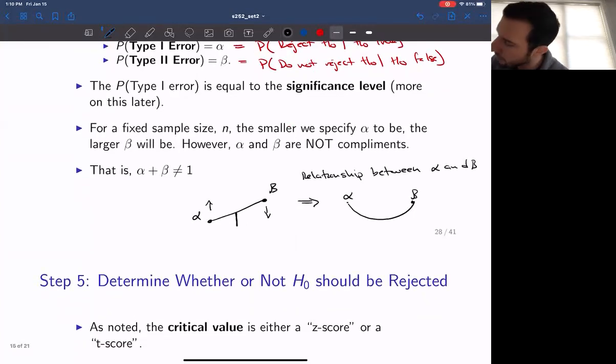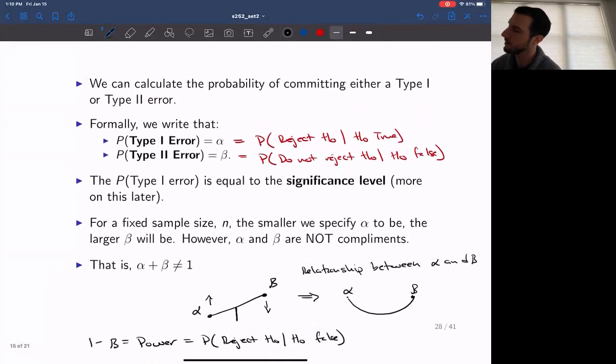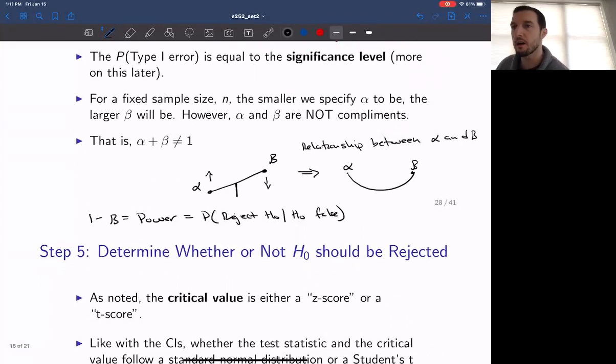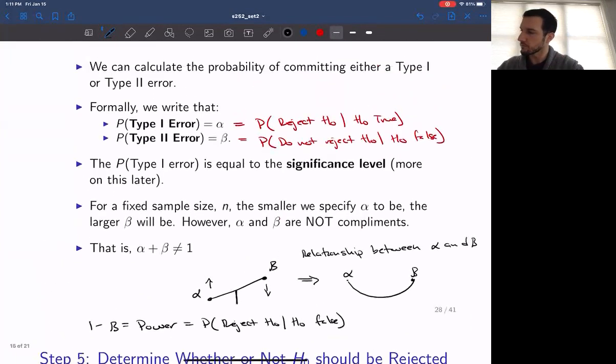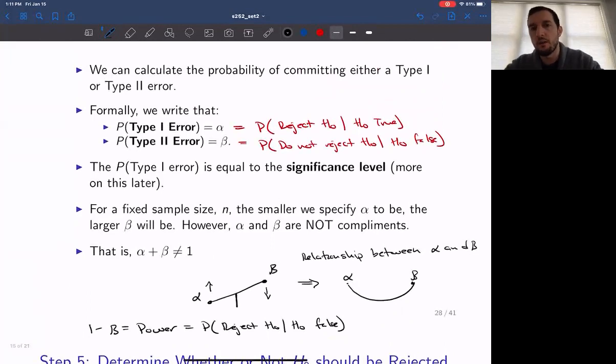It's also worth pointing out that 1 minus beta is called the power of the test. And the power of the test is the probability of rejecting H0 given H0 false. So the power is the complement of type 2 error, and this is something we typically want to be as high as possible. So if you think about this problem, what we have established is that the probabilities of committing the two major types of errors are related to one another.